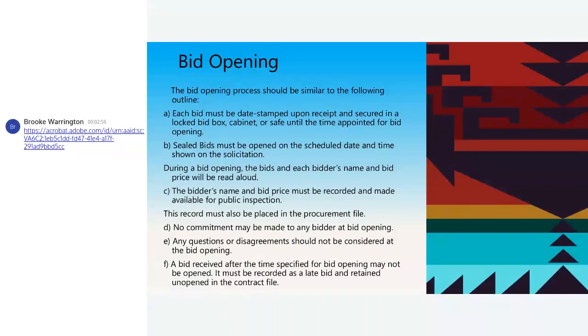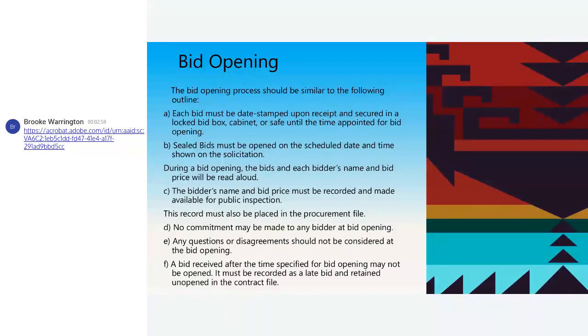Sealed bids must be opened on your scheduled date and time shown on your solicitation. During your bid opening, the bid and each bidder's name and bid price is read out loud. The bidder's name and bid price has to be recorded and made available for public inspection. That record also has to be placed in your procurement file.